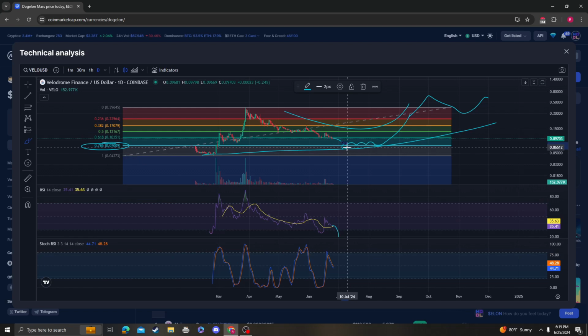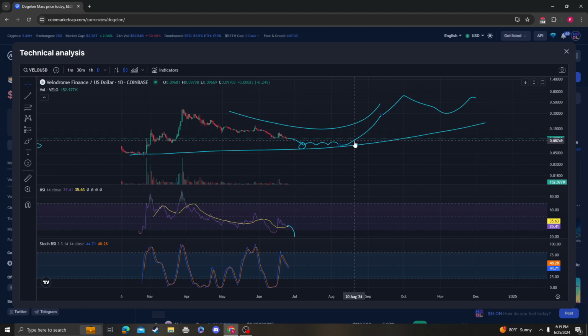If not, then we're going much lower, and I don't want to chart that right now because it really doesn't matter at this point.